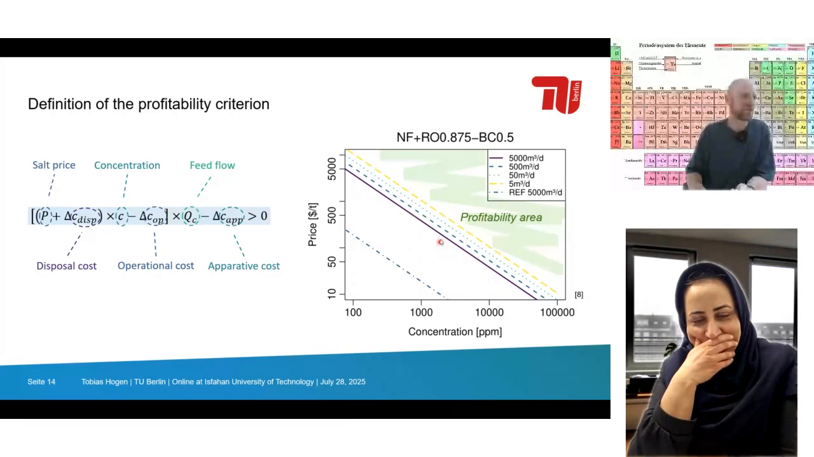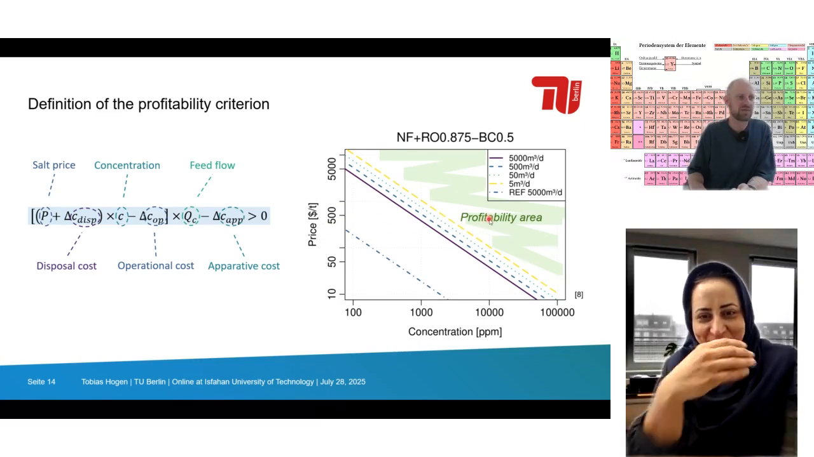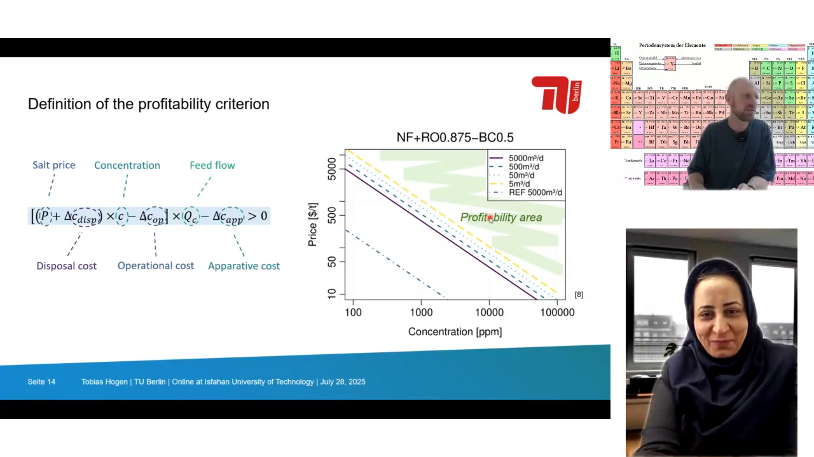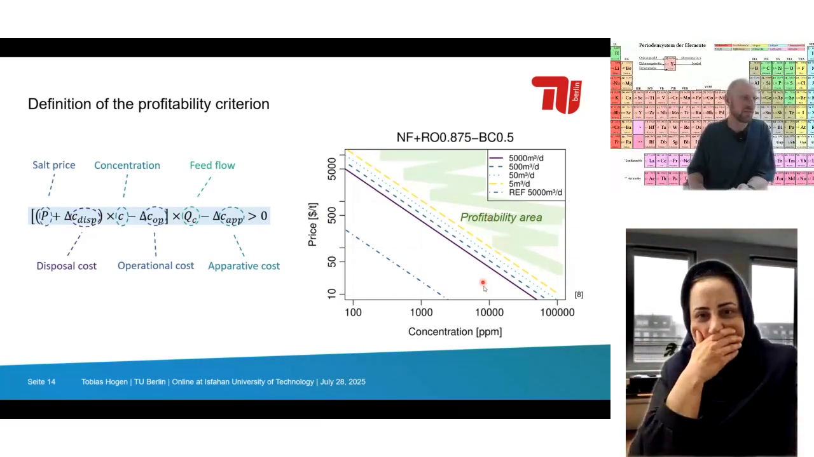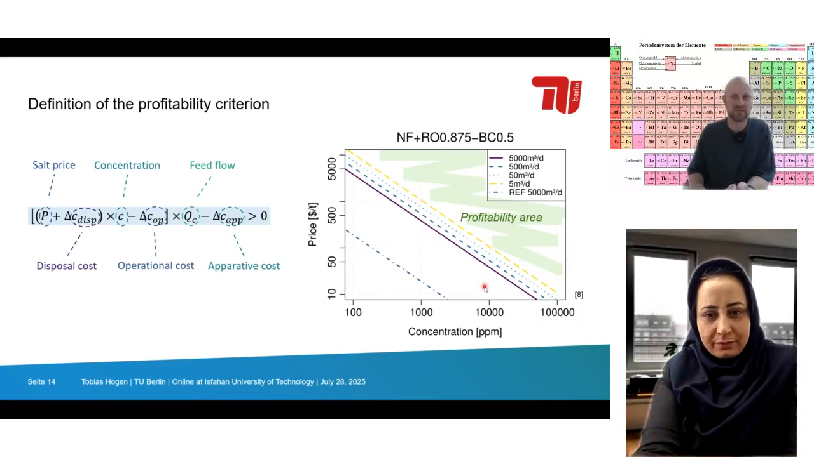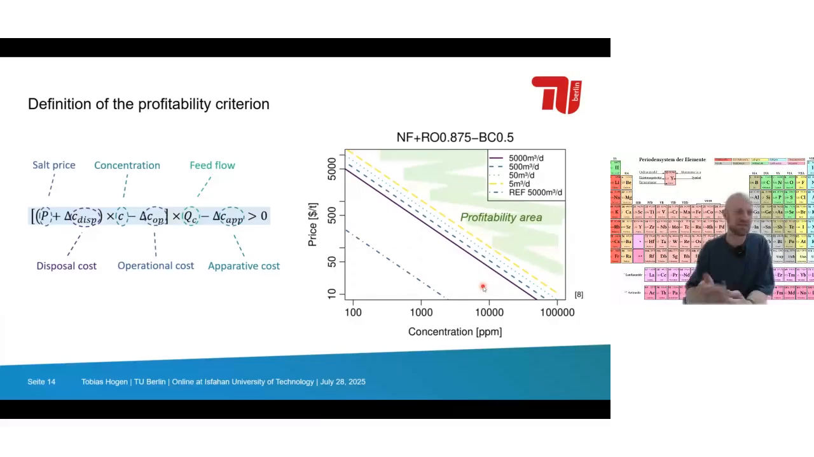So, for example, if you have a salt with 10,000 ppm concentration in your feed, and it has a market value of $500 per ton, you end up in the profitability area. If the salt only has a value of $10 per ton, you are not in the profitable area. I think it's quite easy to read, so it's helpful to get a fast decision.